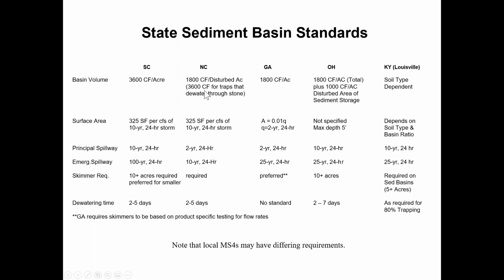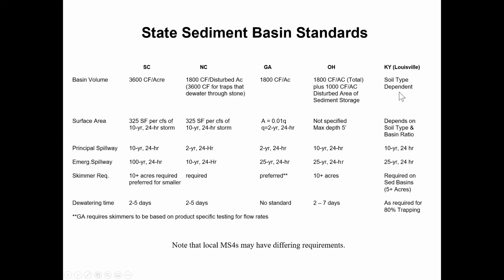And if you're doing a trap, that is one that doesn't have a skimmer that flows through stone, which we don't see many of those in North Carolina, the volume is nearly double. Georgia has 1,800 cubic feet per acre, as does Ohio, but Ohio also has this additional 1,000 cubic feet per acre for disturbed area. So their 1,800 cubic feet is based on total area drained into the basin, plus this additional 1,000 cubic feet, which is below the skimmer outlet, which is a permanent storage of 1,000 cubic feet.